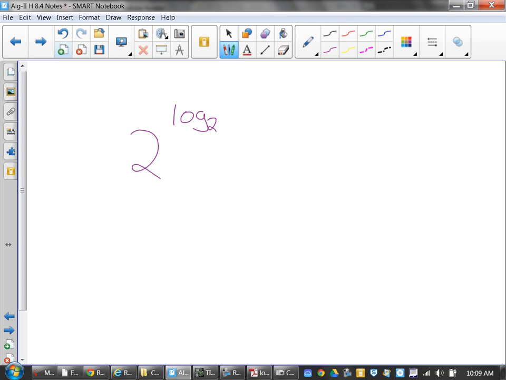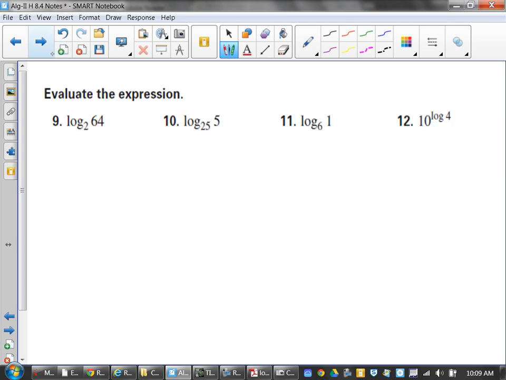All right? Yes, sir? Can you change the big 2 to a different thing? Yeah. I don't think you see that as often. It's usually on the inside part, but logs are weird.